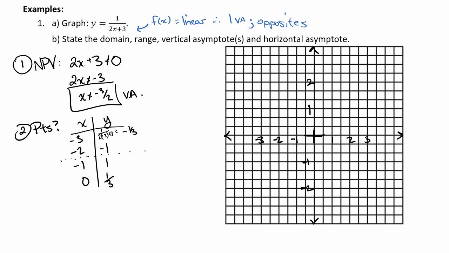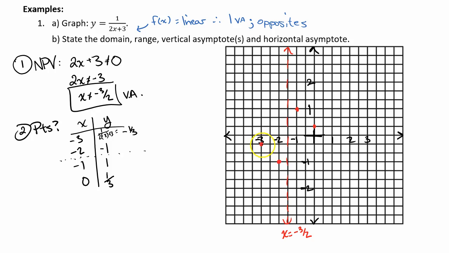From here, I can start graphing. I'm going to use red just so that it shows up nicely on this grid for you. First, I'm going to put in that vertical asymptote, x equals negative 3 halves. And I'm going to put in my points, so I've got negative 1/3 and negative 1. I've got positive 1 and positive 1/3 here.